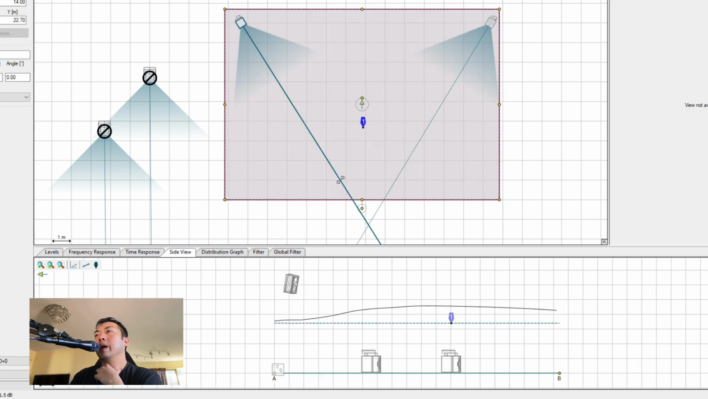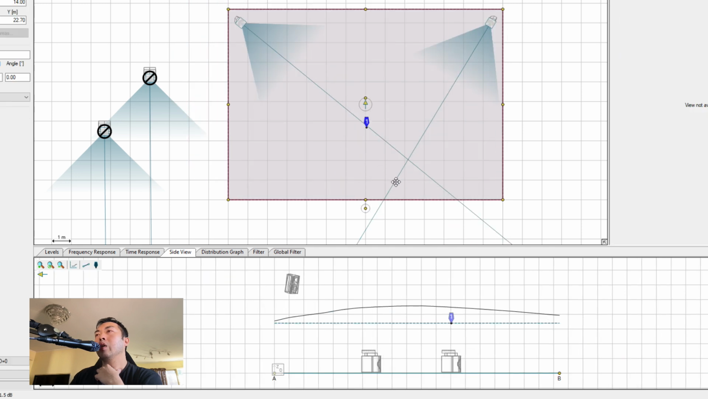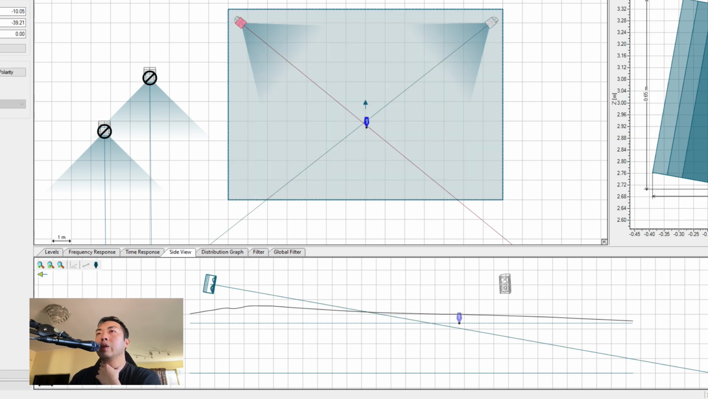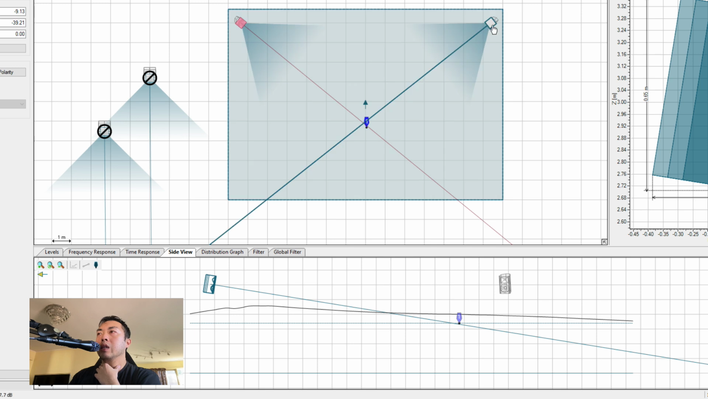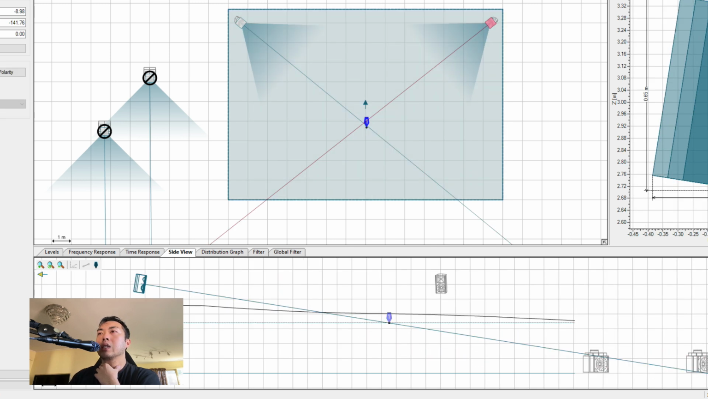Let's now talk about putting the speakers all the way on the corners if you have long enough cables. So if we raise this to 3 meters, angle it down at the audience, what we're going to get is this.